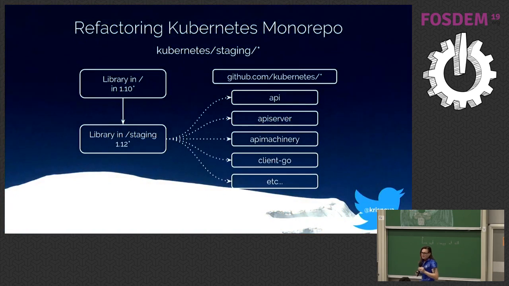Okay, so refactoring the Kubernetes monorepo. We've been working on it. So here's what we did. So we had a handful of arbitraries around Go version or Kubernetes version 1.10, and those were all in the root directory of the repository.